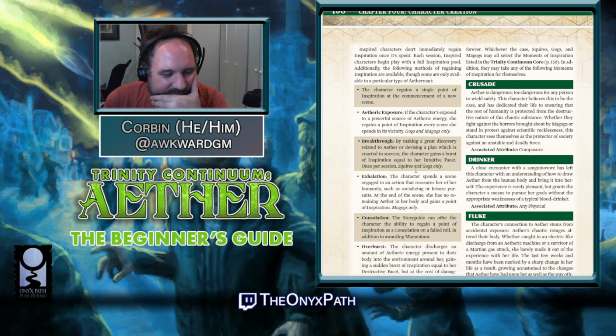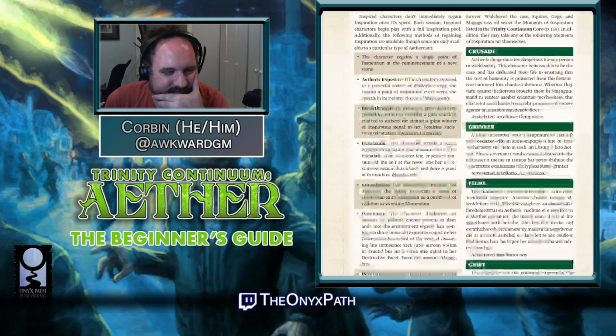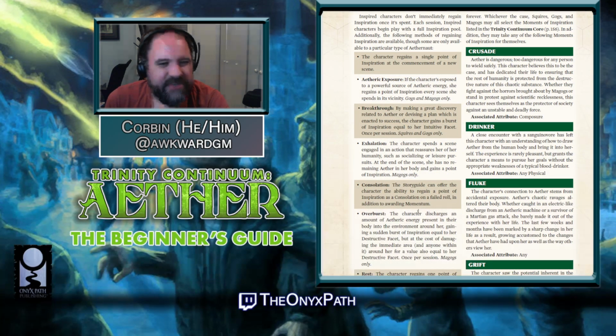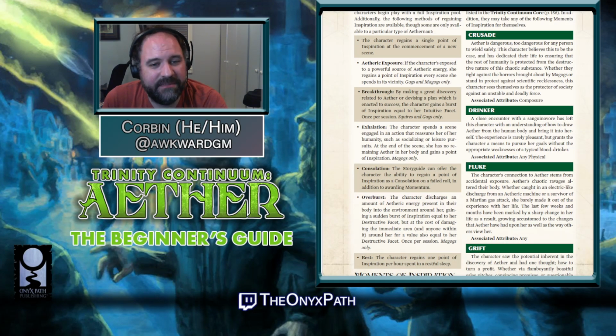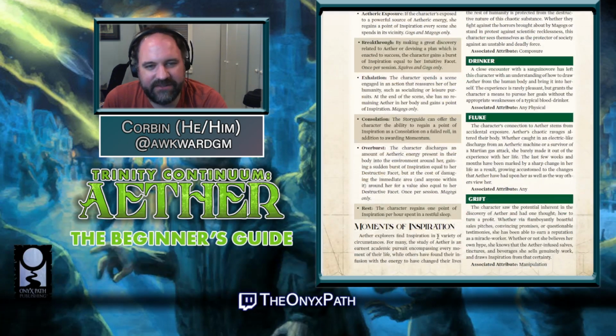And then constellations can offer inspiration overburst. The character discharges an amount of etheric energy present in their body. Okay, this is destructive facet to do damage in the immediate area, and that's only for Magogs. Okay.